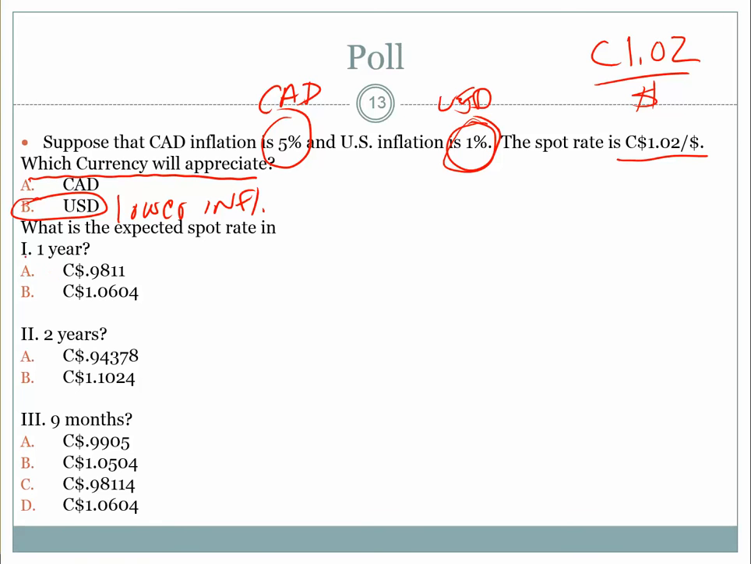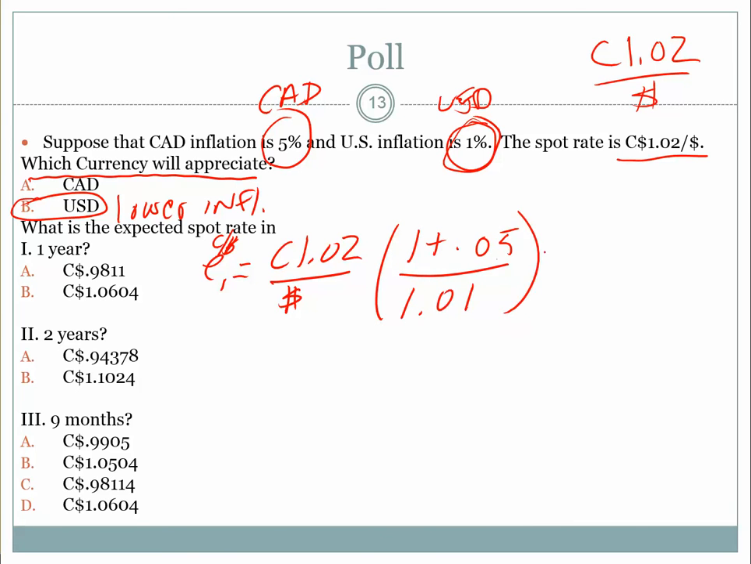So what's the expected spot price in a year? Well, we can use our formula. The spot price in 1 year is the initial exchange rate, 102 per dollar. Again, this is CAD per dollar exchange rate. And I'm going to do CAD over dollar inflation. And you see the exchange rate is going to go to 106.